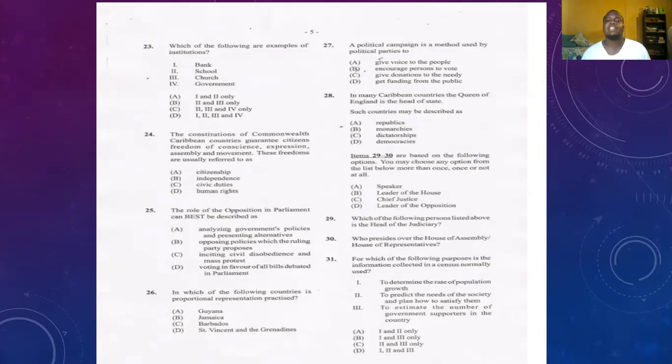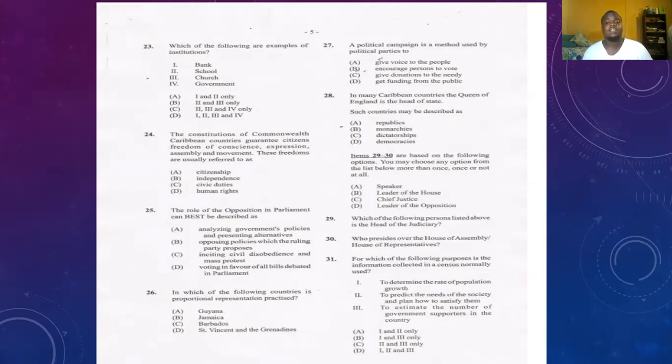27. A political campaign is a method used by political parties to A, give voice to the people, B, encourage persons to vote, C, give donations to the needy, or D, get funding from the public. The main aim of a political campaign is to B, encourage people to vote. 28. In many Caribbean countries, the Queen of England is the head of state. Such countries may be described as A, republics, B, monarchies, C, dictatorship, D, democracies. Right? Once the Queen is the head of state, it is a monarchy. 28, B.